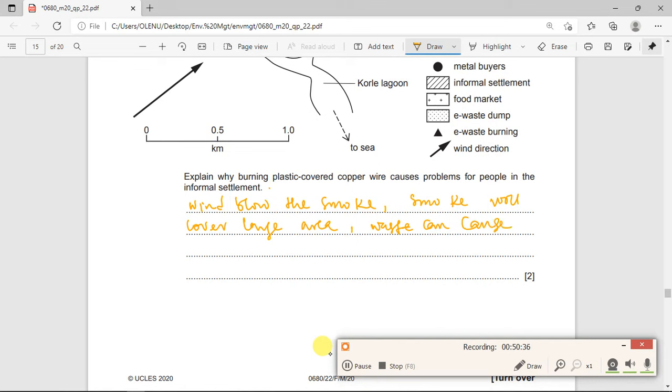Now, if you want to be specific, you can also add the direction of the wind. If you draw your cardinal points, you find out that the wind is coming in this direction, which is the southwest. So you can add it: wind blows the smoke from the southwest to where it's moving to, which is the northeast direction.